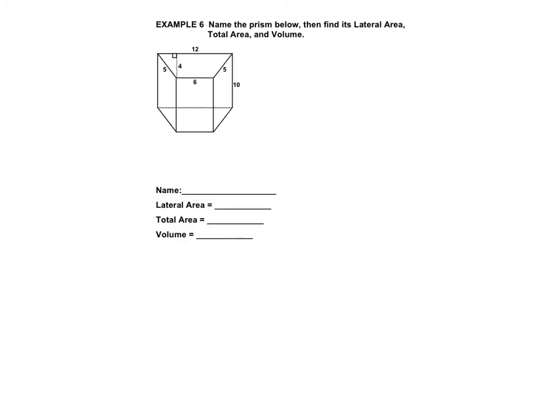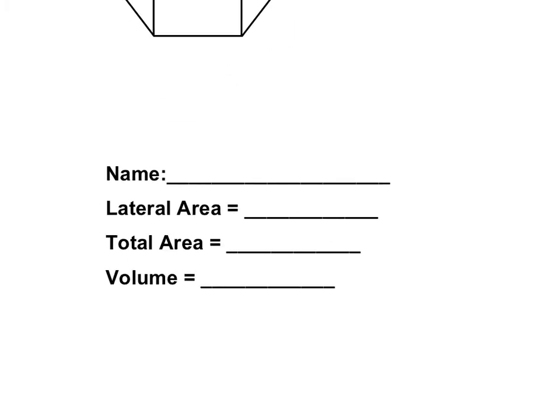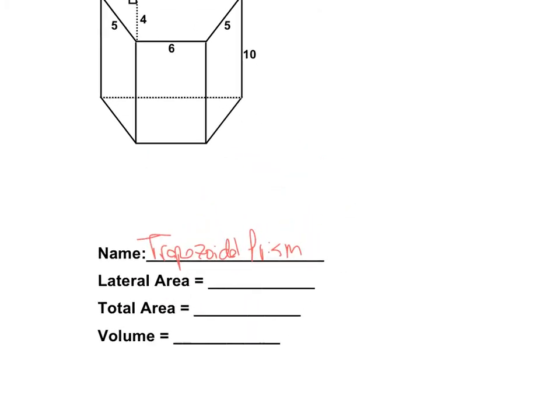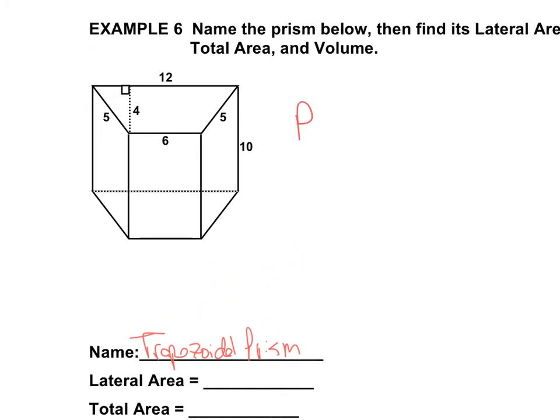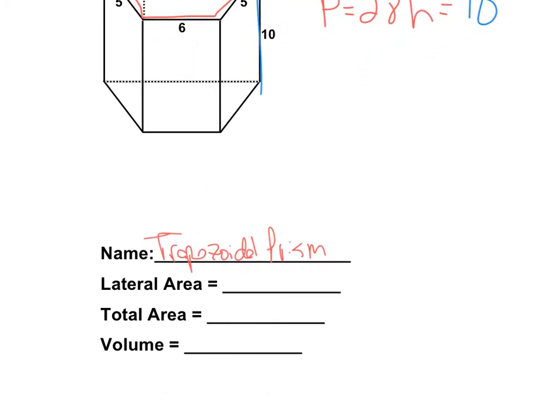One more, we're going to go through it real quick. This has trapezoidal bases, so it's a trapezoidal prism. The lateral area, again, we just need P and H. Let's see, the perimeter of the base: 5 plus 6 is 11, plus 5 is 16, plus 12 is 28. The height is 10, so I can find all those. In fact, I got the lateral surface area to be 280 units squared.